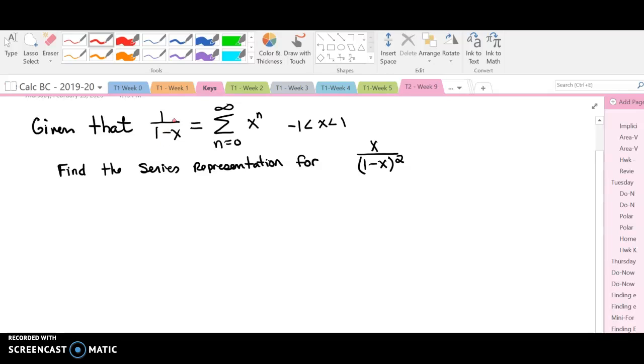So we're given, and we should know this anyway, that 1 over 1 minus x is the summation from n equals 0 to infinity of x to the n. And so we want to find a series representation for this.